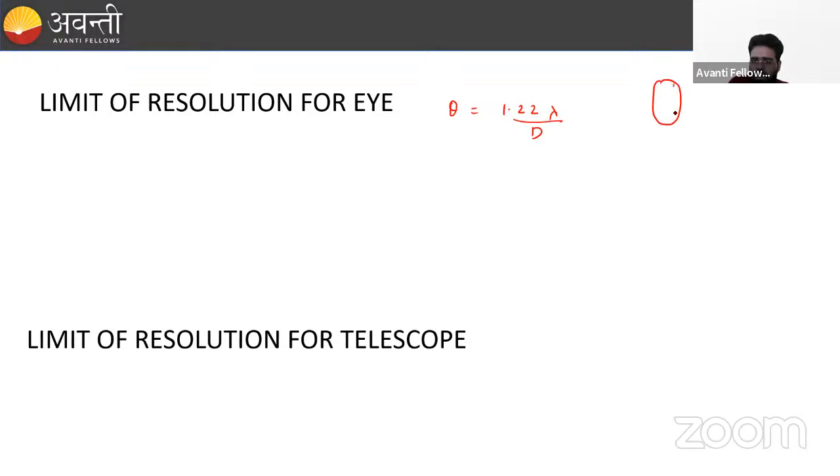D is nothing but the aperture size of the human eye. D is the aperture size, and lambda is the wavelength. So here we can say resolving power is the reciprocal of this, which can be written as 1.22 lambda. Resolving power is directly proportional to the aperture size of the human eye, and is also inversely proportional to lambda.